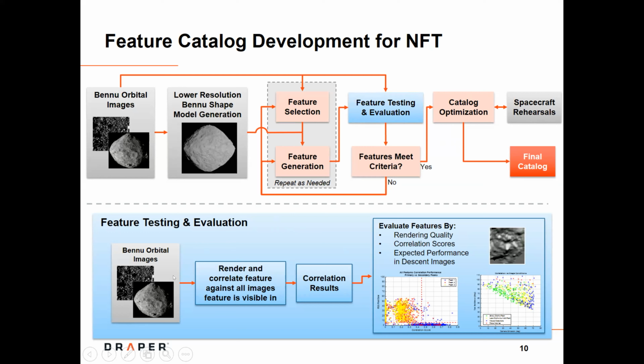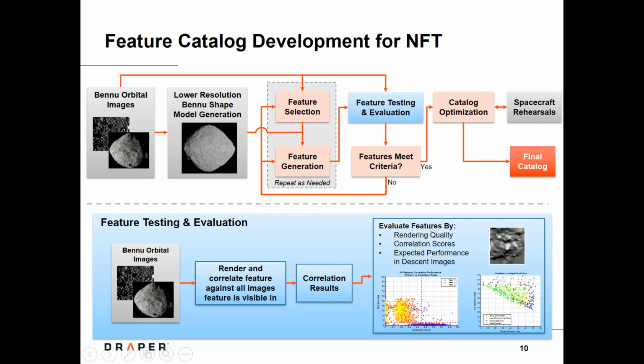And then for the actual testing and evaluation part, for each feature, we rendered and correlated against all the images that we actually had available. From those correlation results, we dug into them, and this was a very tedious process, but ultimately what we needed to do because the feature performance was so critical.